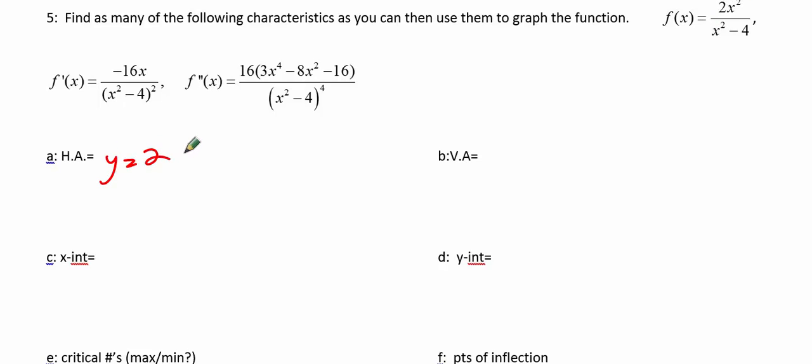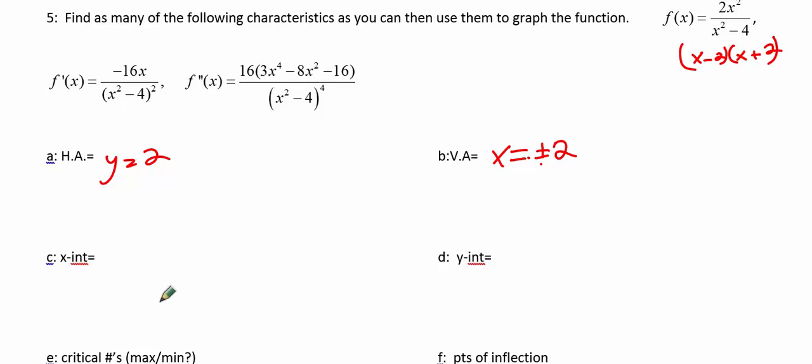Okay. Vertical asymptote, that's anything that makes the denominator equal to 0. So we have x minus 2 and x plus 2 for the bottom. So we're going to have two vertical asymptotes. So x equals plus or minus 2.